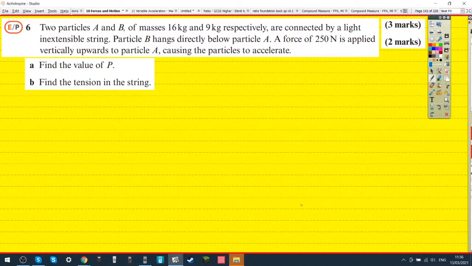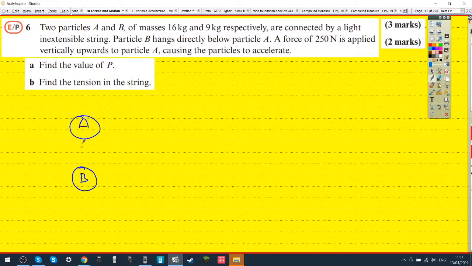What is P in this one? Connected by a light... Find the value of P. Hang on. Two particles. I don't see any P. Me neither. Am I not seeing it? What? Is this the right question?